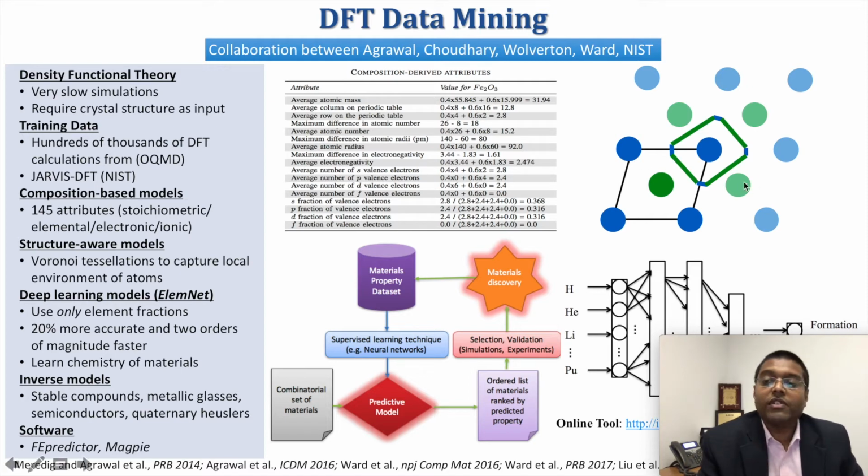Similarly, we can use structure-aware models where we are using something known as Voronoi tessellations, where we can capture the local environment around the atom using this Voronoi cell and come up with attributes like average bond lengths and coordination numbers and so on. And then again, that vector can be used as a representation for data mining. And of course, structure-based models are more accurate because they have more domain knowledge.